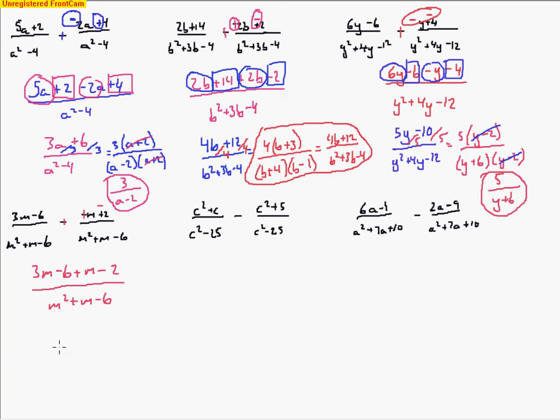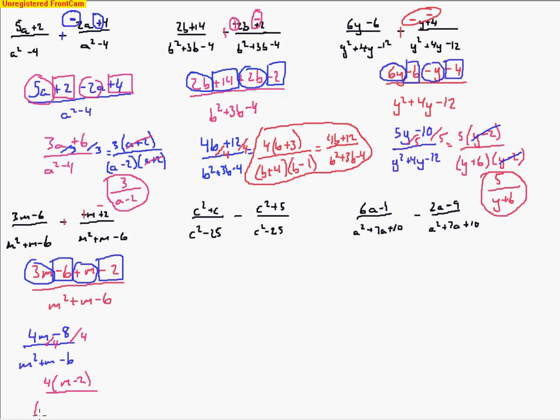So we go ahead and collect like terms. We've got this 3m and a positive m here. That makes 4m. And we've got this negative 6 here and a negative 2, which makes negative 8. Down below we've got an m squared plus m minus 6. So we can now go ahead and take out that common factor of 4. It goes into each of these terms, so 4 goes on the outside of a parenthesis. You do the division, you've got an m minus 2.